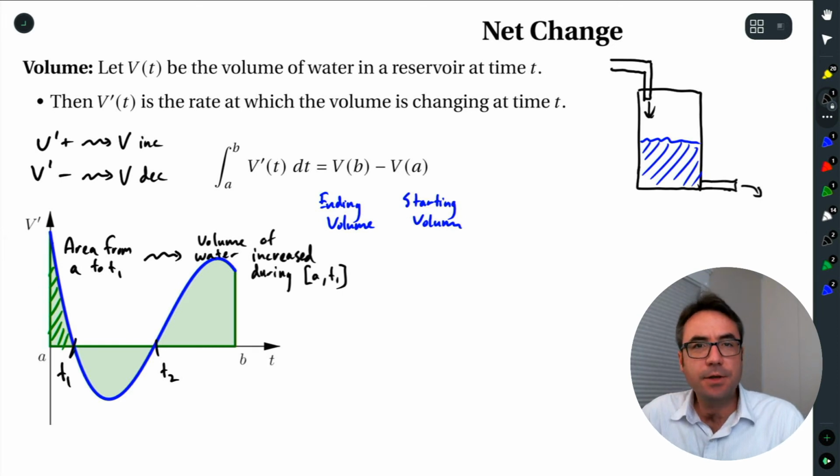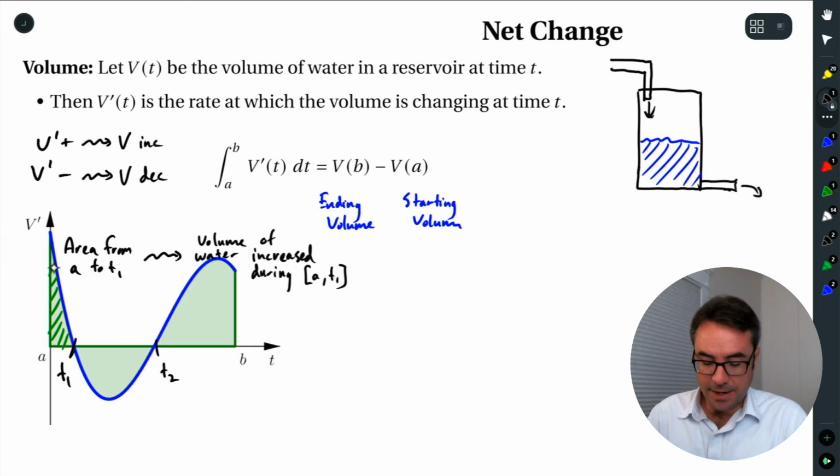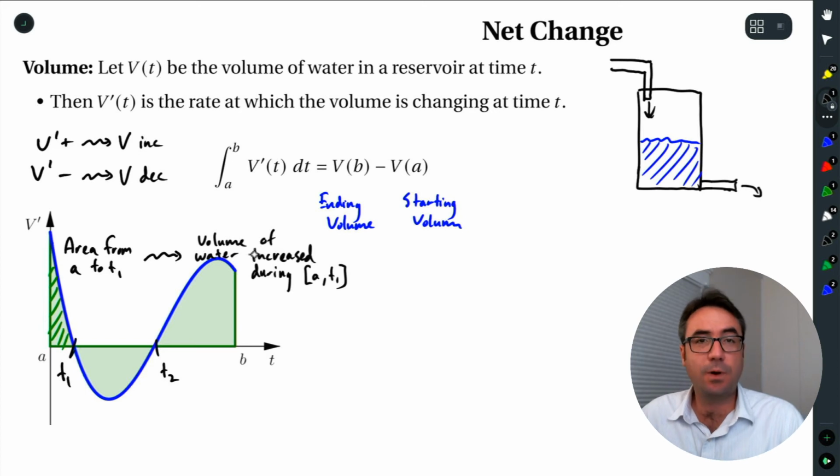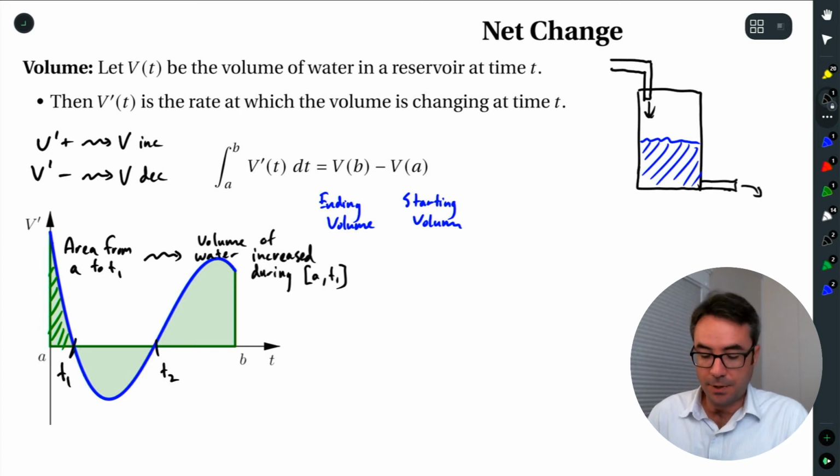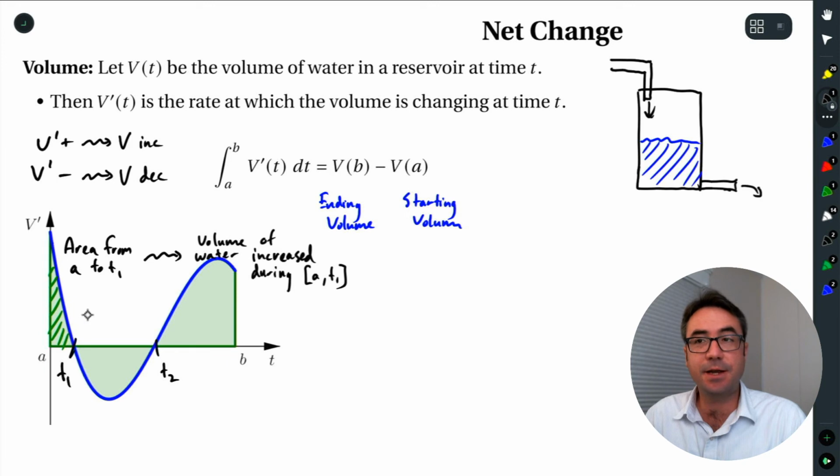All right, so calculating the area under that graph from A to T1 represents, well, how much water did we actually increase by during that time interval? We know if V prime is positive, then that means our volume is increasing. So calculating this area really represents how much water we actually increased by during this time interval.